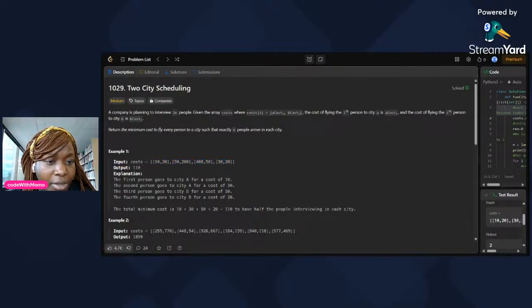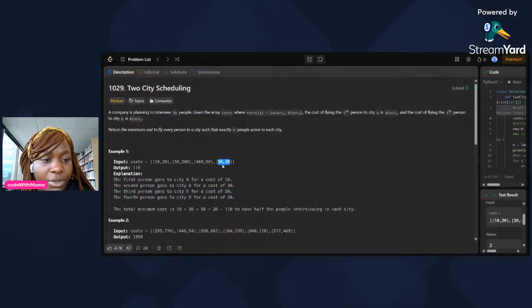Over here, I'm going to look at the explanation, which is 110. The first person goes to city A for the cost of 10. Then the second person goes to city A for the cost of 30. The third person goes to city B for the cost of 50. And then the fourth person goes to city B for the cost of 20.